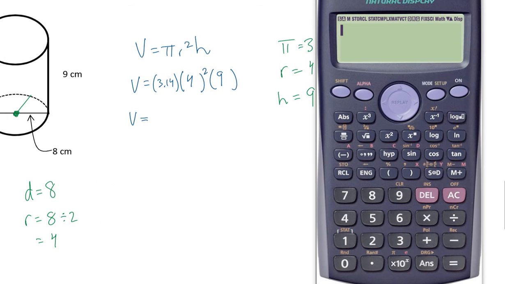Again, go to our calculator. 3.14 times 4 squared times 9. Depending on your calculator, it might not look exactly like this when you put it in, but that's again part of practicing. When you're doing the lessons, you should be doing this a lot, not just sitting there watching, but doing these questions on your calculator at the same time as me, making sure that you can get the same answer, which in this case is 452.16.